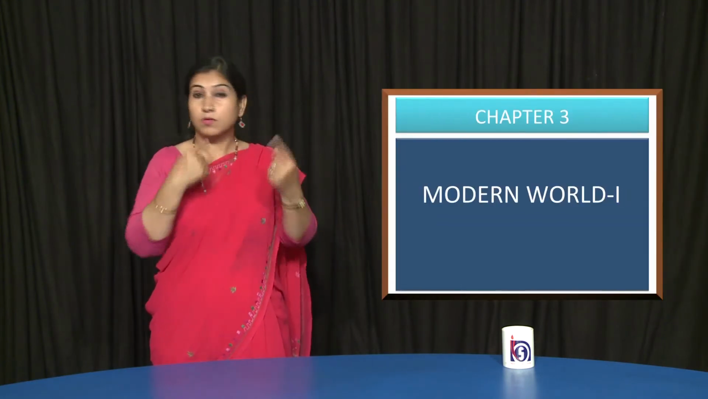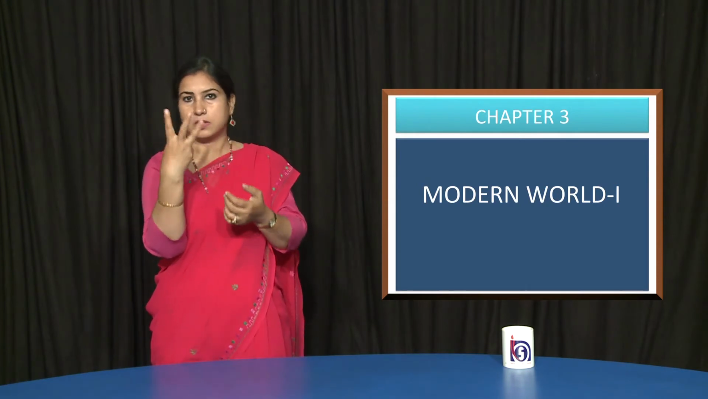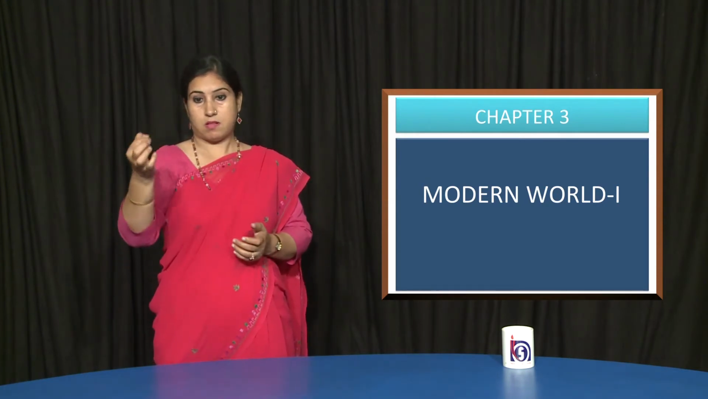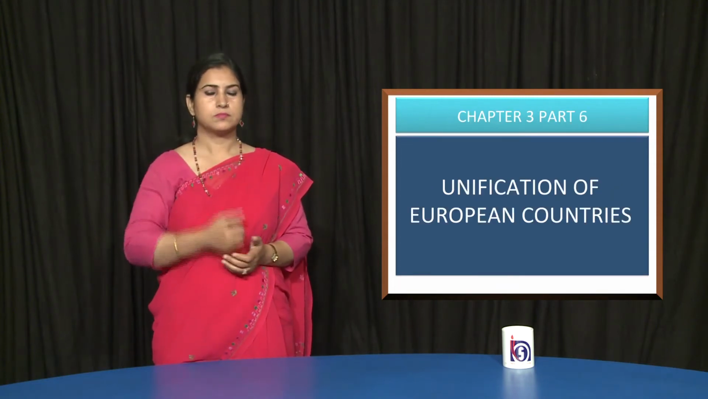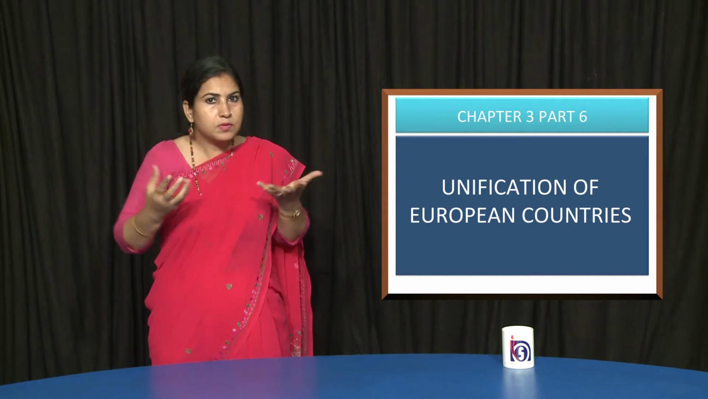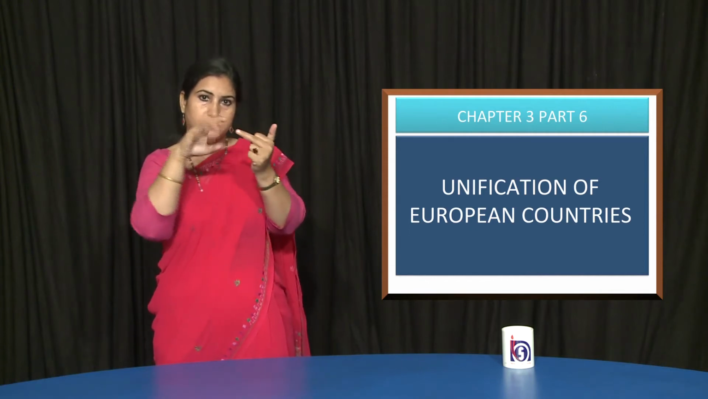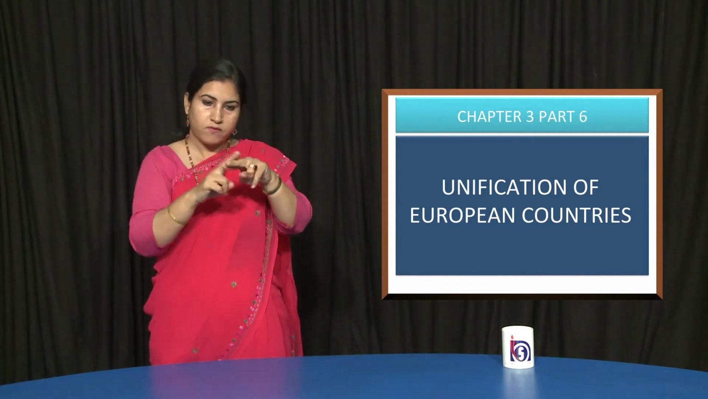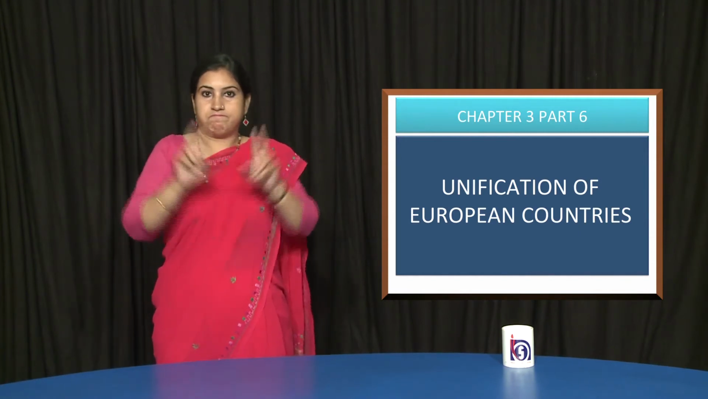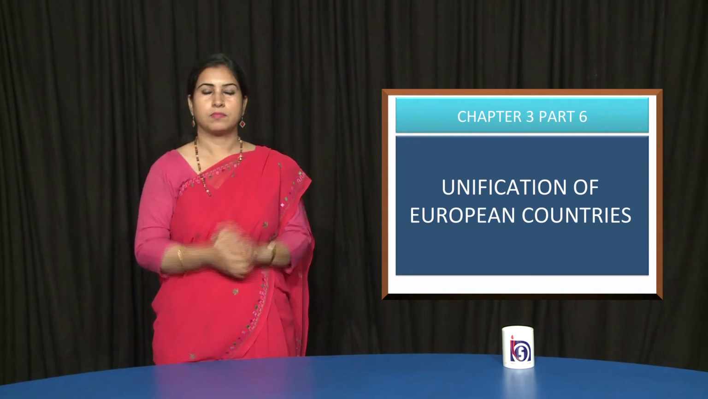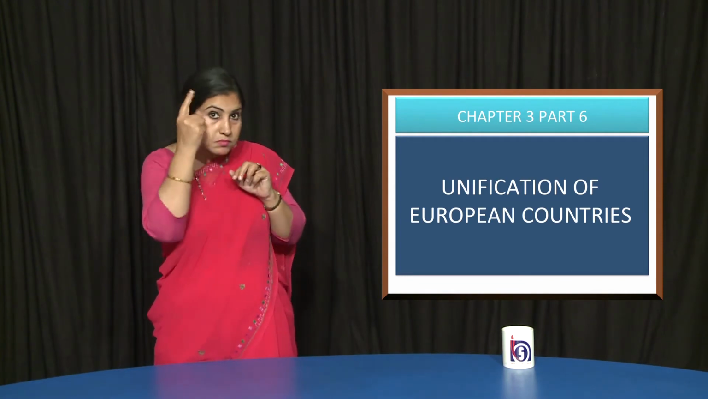Today we will study part 6 of the chapter 3, Modern World. Our topic for today is Unification of European countries. This is a very interesting topic and I hope you will enjoy watching this video.